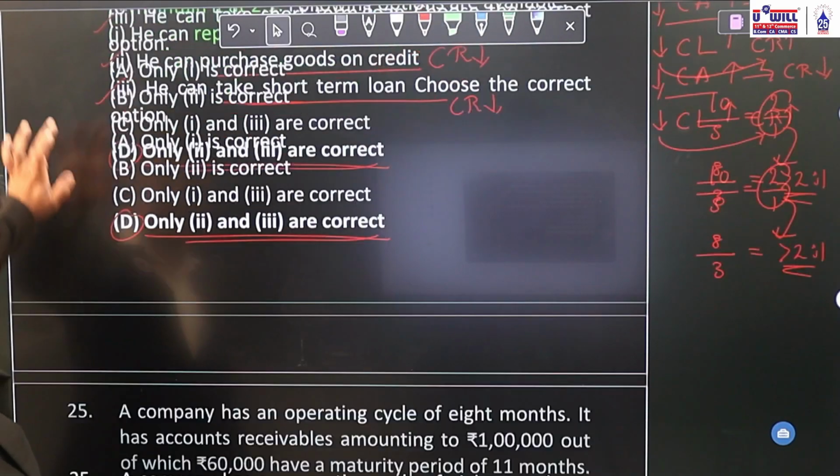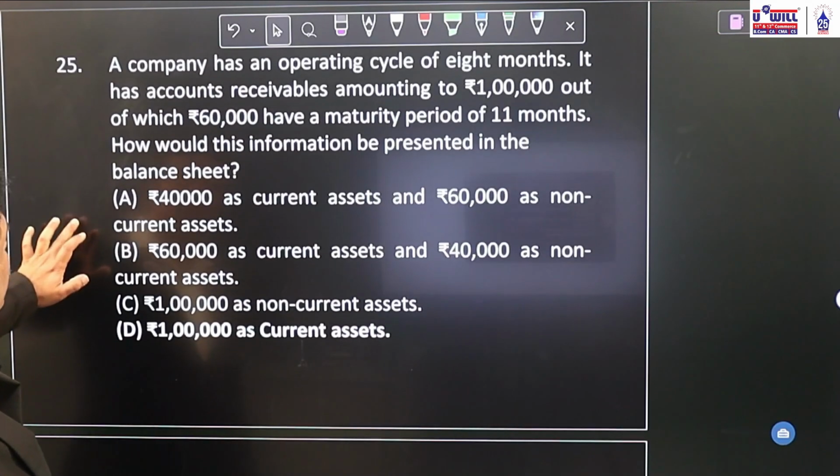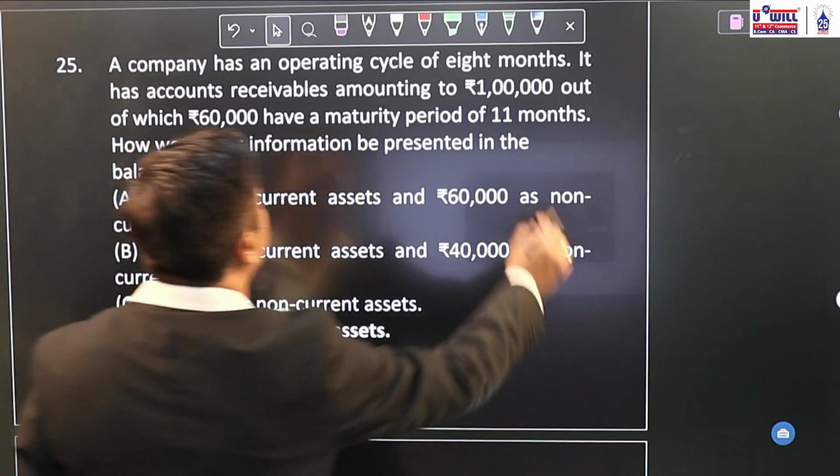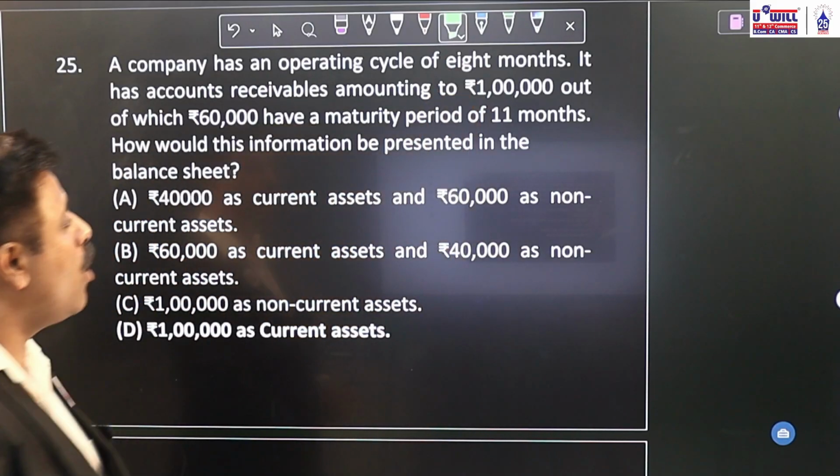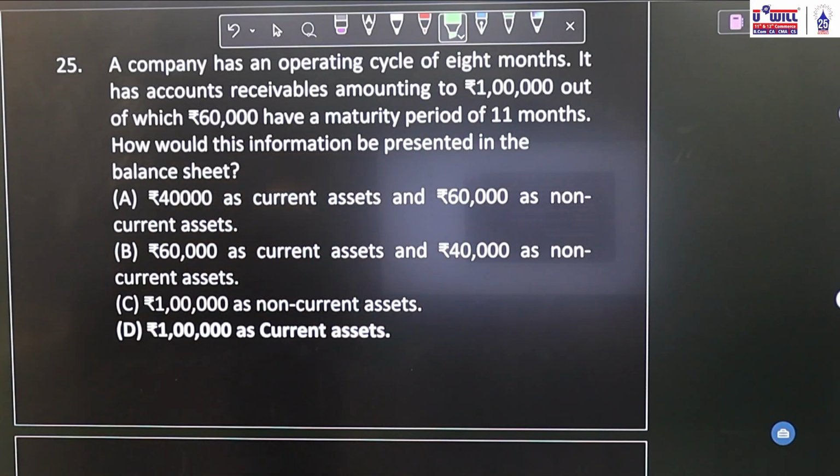Then 25. A company has an operating cycle of 8 months. Operating cycle of 8 months. Okay.